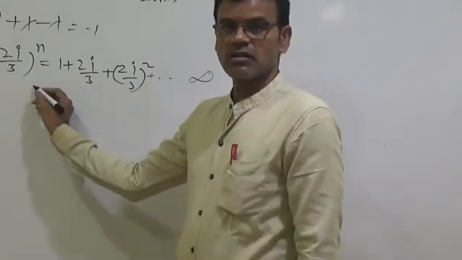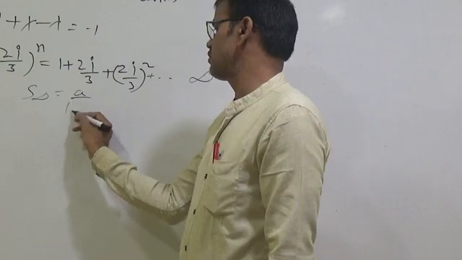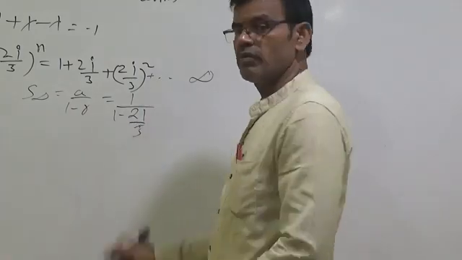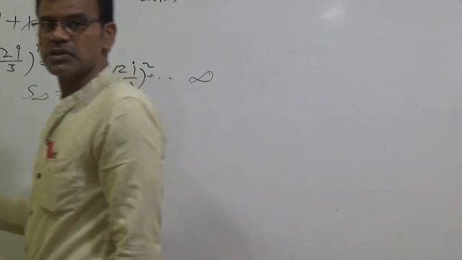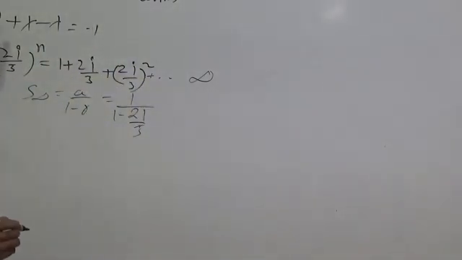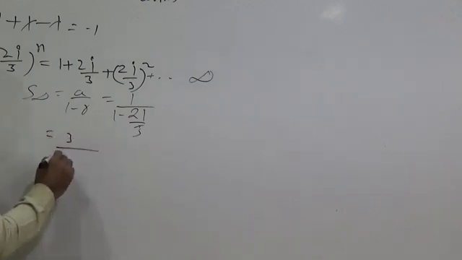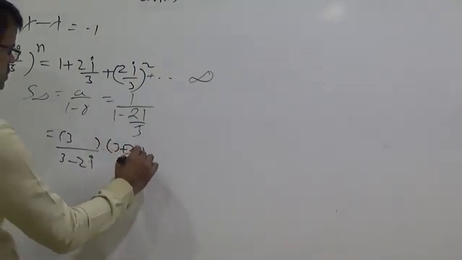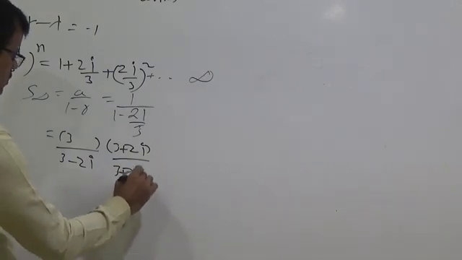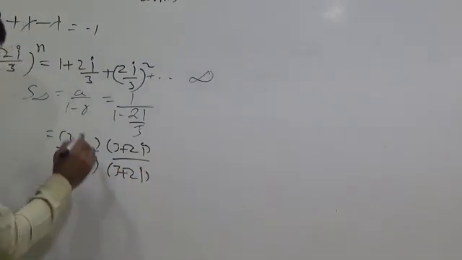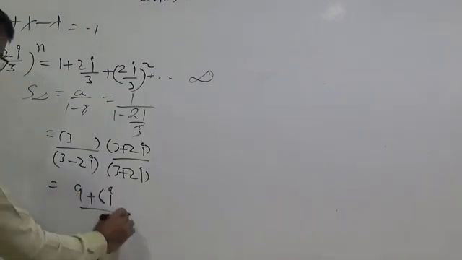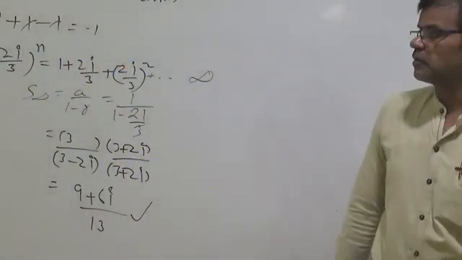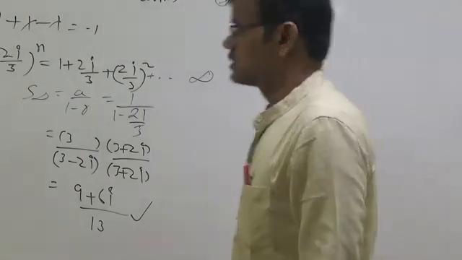In a geometric progression, the formula is S infinity is equal to a by 1 minus r. So 1 by 1 minus 2i by 3. That is equal to 3 by 3 minus 2i. Rationalize with 3 plus 2i. 3 threes are 9, plus 3 into 2i becomes 6i, by a square plus b square concept, 9 plus 4, it is (9 plus 6i) by 13. Let us discuss the third question.